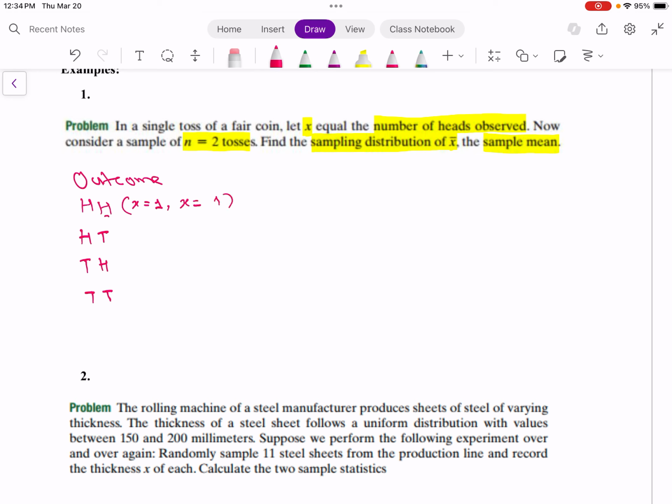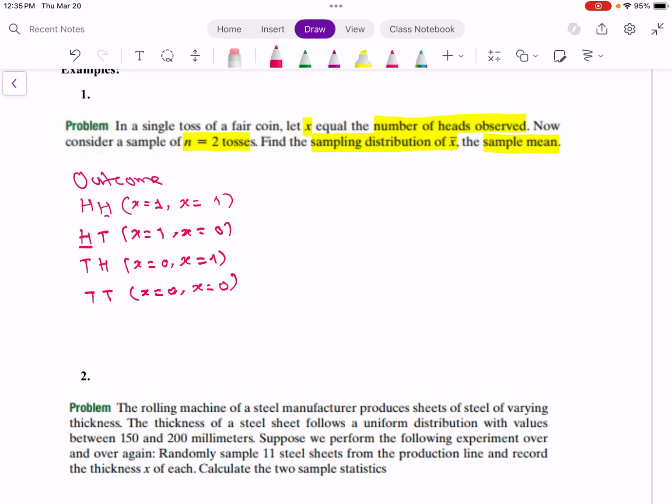Now for the second outcome, what will be the X for the first toss? 1, because we have a head. And the value of X for the second toss is? We get tail, which means we don't get any head, so that is 0. In the third outcome, we have a tail and a head, so the value of X in the first toss is 0 and the value of X in the second toss is 1. For the outcome tail, tail, the X value for the first toss is 0 and the X value for the second toss is 0. Now, does anyone have a question here?